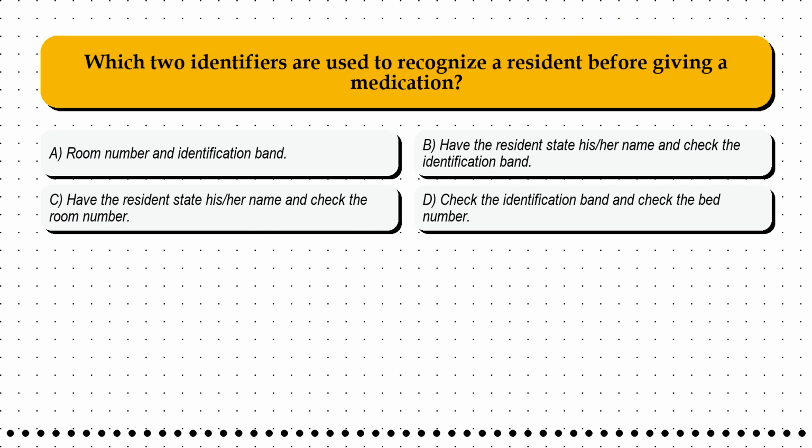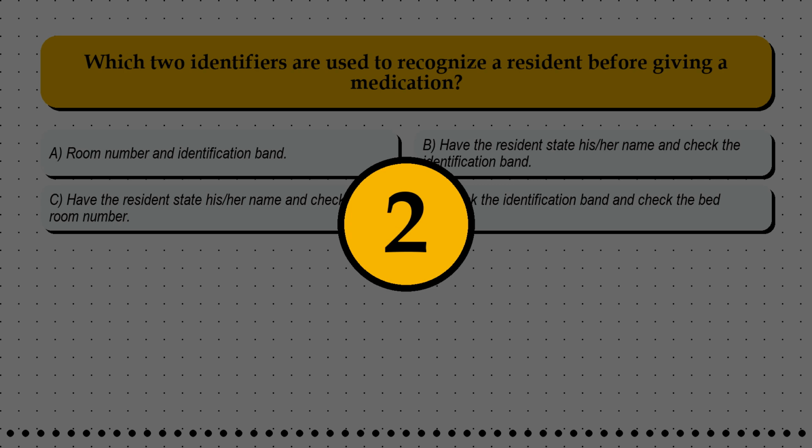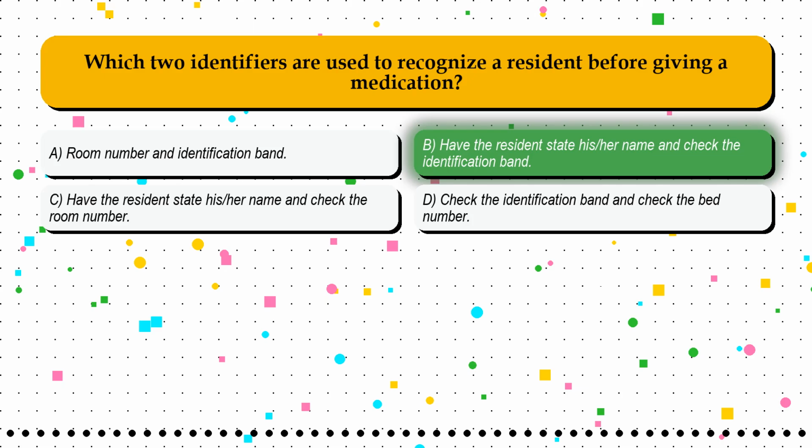Question 88. Which two identifiers are used to recognize a resident before giving a medication? Option A, room number and identification band. Option B, have the resident state his/her name and check the identification band. Option C, have the resident state his/her name and check the room number. Option D, check the identification band and check the bed number. The correct answer is option B, have the resident state his/her name and check the identification band.